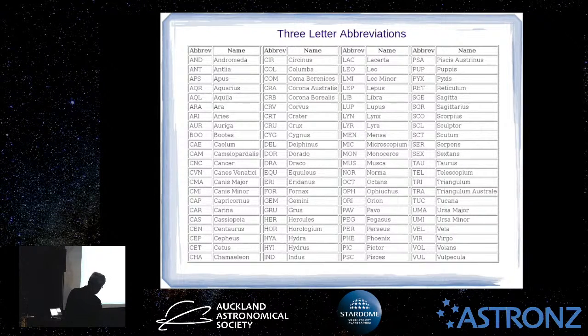So these are the 88 constellations. They all have a 3-letter abbreviation. Like we were talking about Orion before, you can see that the abbreviation is ORI, and then it gives the full name. So if you see something like Alpha Ori, then you know that's Alpha Orionis, and so on.